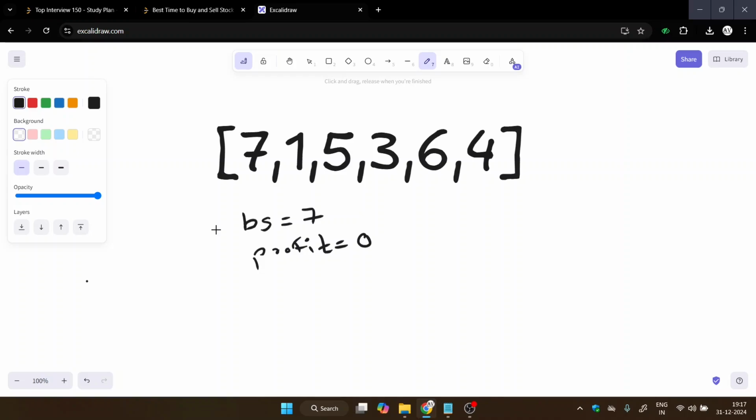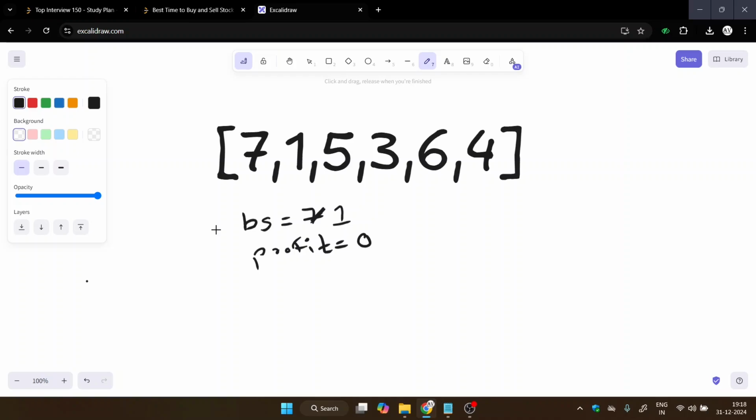So let's move on to day 2. Here on day 2 the stock price is 1. Now if we sell the stock at day 2, which is 1, we will have a profit of -6. So we will not sell the stock, but we will replace our buy variable with 1, which means we have moved our pointer to day 2, which is the minimum compared to the previous day. Okay, so here we will be having a check where we check whether the previous stock that we have iterated has the maximum value or not. If yes, then we will be moving our pointer.